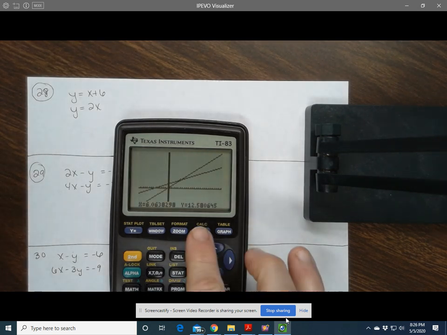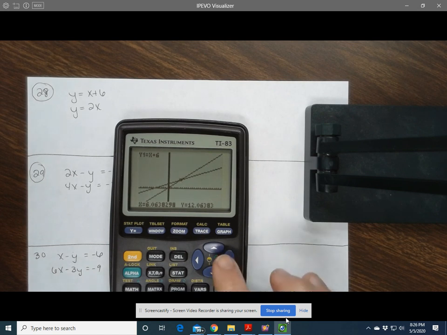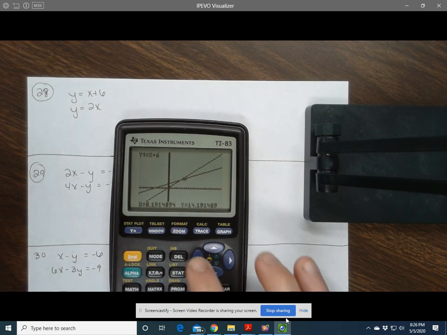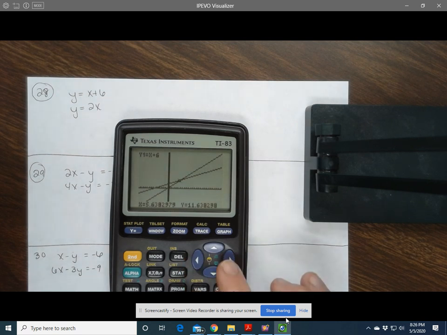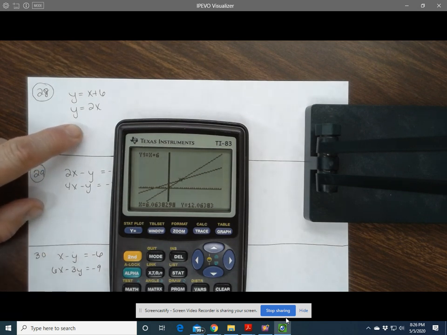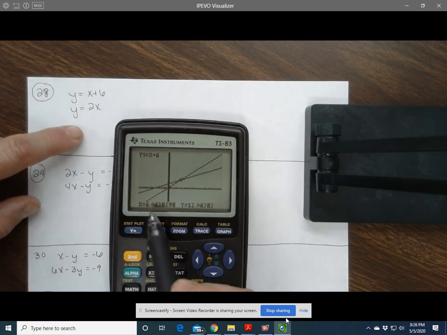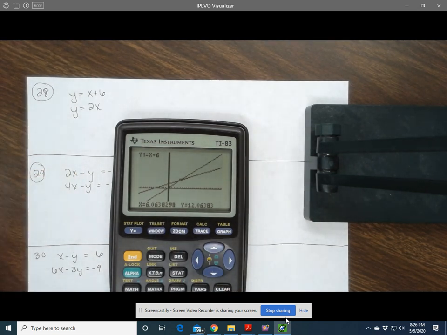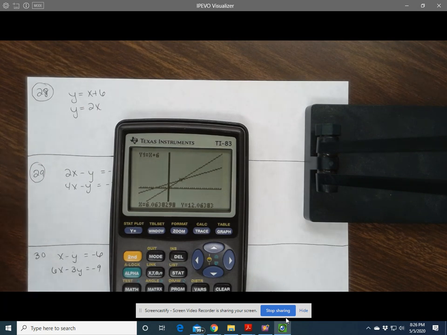But then if you hit trace, you can see where these points meet, because that's the solution to a system of equations, where they cross. So if you look, and that's showing about, but the answer is 6, 12, or the x coordinate is 6 and the y is 12, and you see it's showing it's just a little bit off, but that is correct.